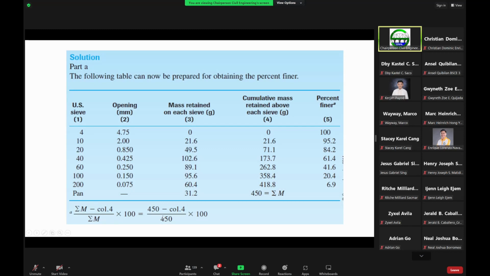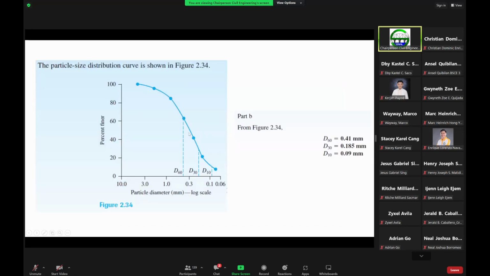And then you do the same process for the rest, then you can get these values. Okay? So for the particle size distribution curve, we plot the percent finer against the opening, or the soil particle diameter, or the sieve opening. So then we can now plot it here.